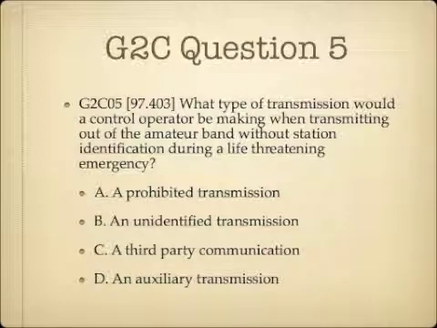Question 5. What type of transmission would a control operator be making when transmitting out of the amateur band without station identification during a life-threatening emergency? A. A prohibited transmission. B. An unidentified transmission. C. A third-party communication. Or D. An auxiliary transmission.